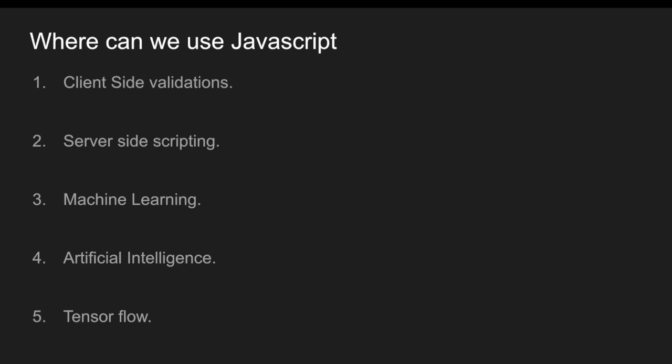We can use it anywhere. You can use it for client side validation, for server side scripting, and for machine learning, artificial intelligence, TensorFlow. Nowadays, everyone can learn JavaScript. It doesn't matter what you are working with. You can work with client side frameworks like Angular, React, and all those things, and server side scripting. You can use Node.js, Express.js, and we even have Next.js and Nest.js. All this we have for server side scripting. And coming to machine learning, you can use TensorFlow. JavaScript is used everywhere.